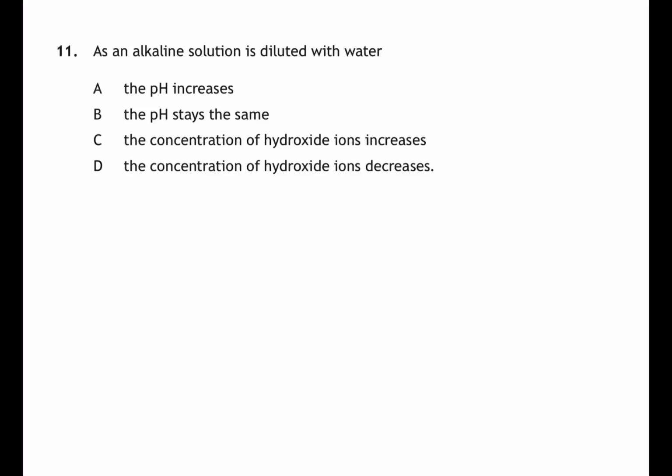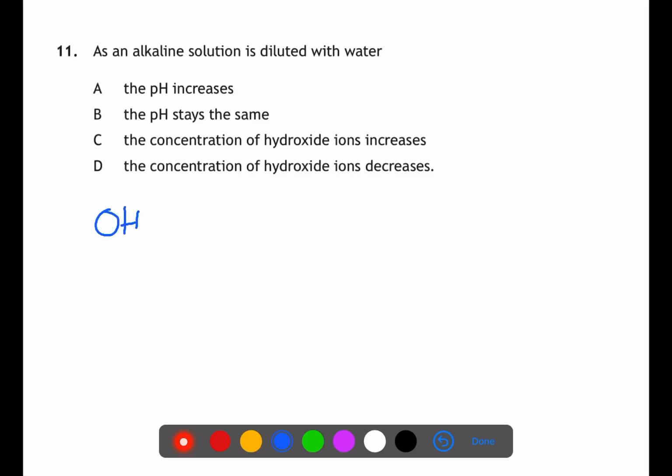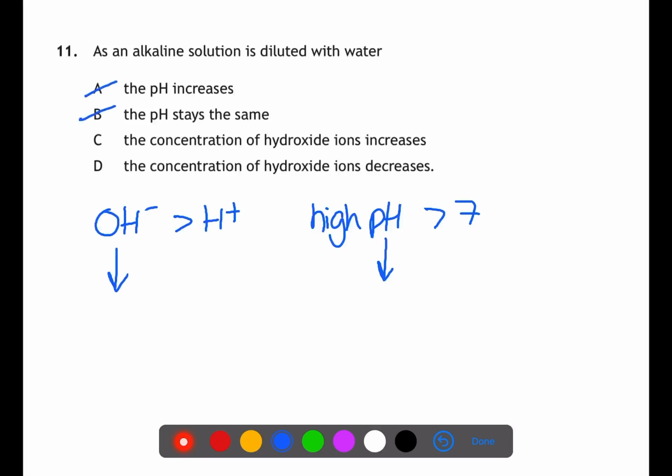Question 11. As an alkaline solution is diluted with water, what happens to either the pH or the concentration of hydroxide ions? This means we need to understand what an alkaline solution is. An alkaline solution has a higher concentration of OH- ions than H+ ions. This means that it usually has a high pH, which will be greater than 7. As you dilute the solution, you will find your concentration of OH- ions will decrease. This means that the pH will also fall as it goes down to 7. This eliminates both A and B. The concentration of your hydroxide ions is decreasing, leading to D as our answer.